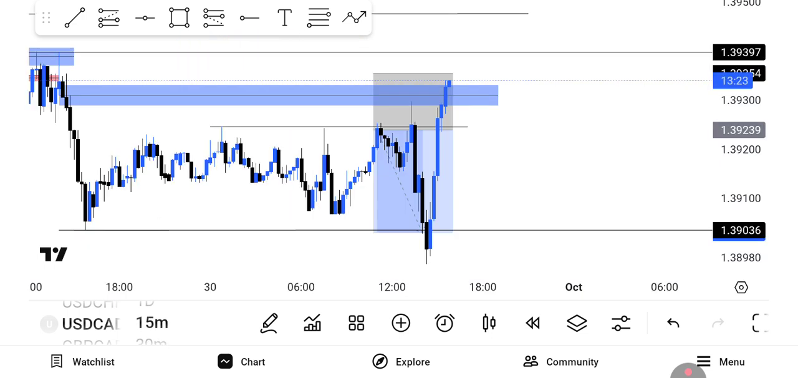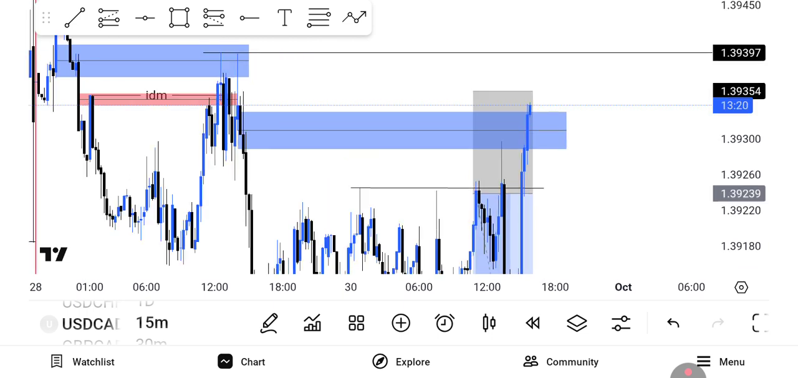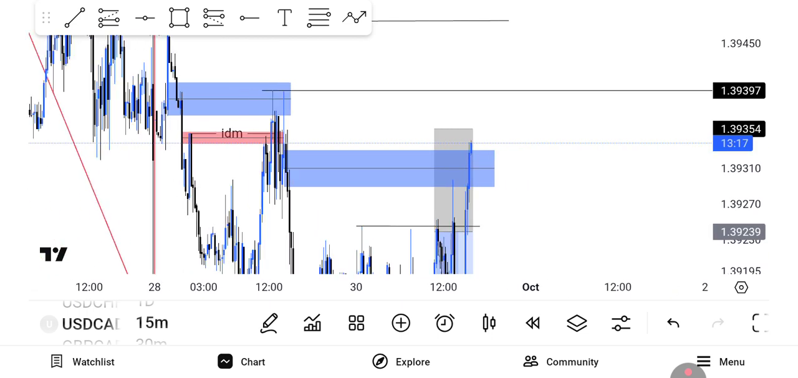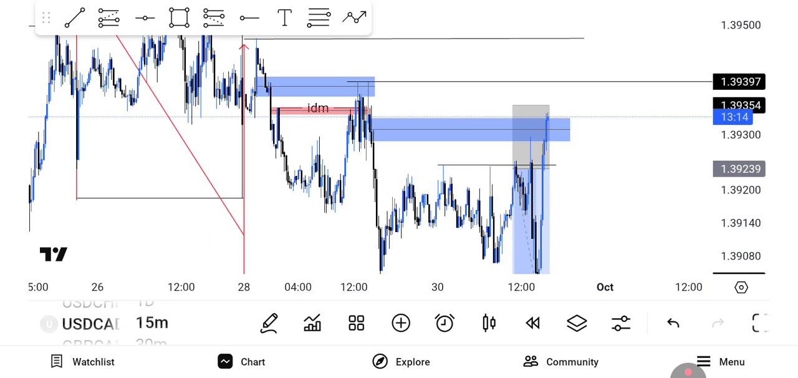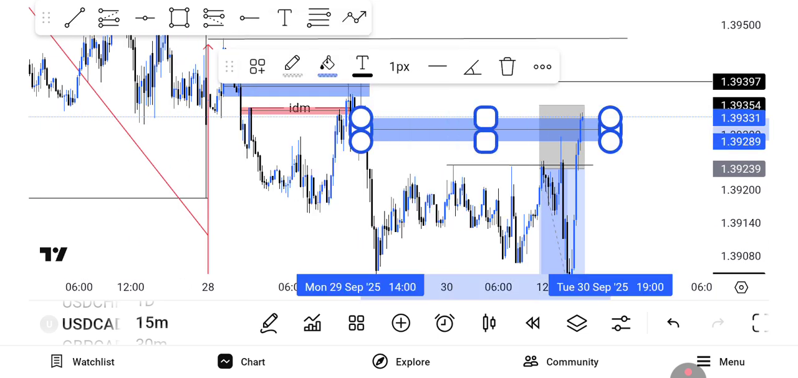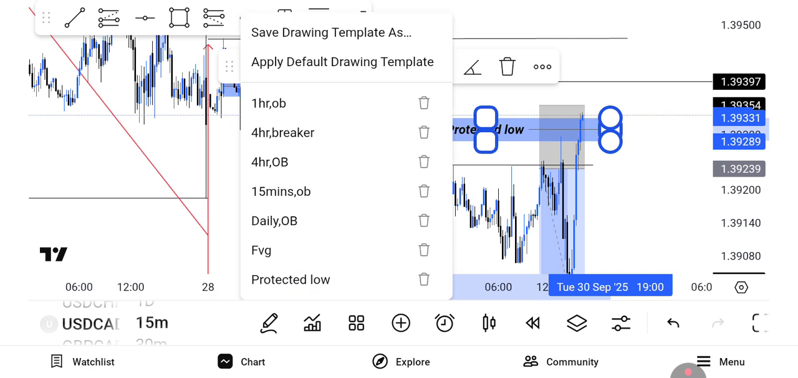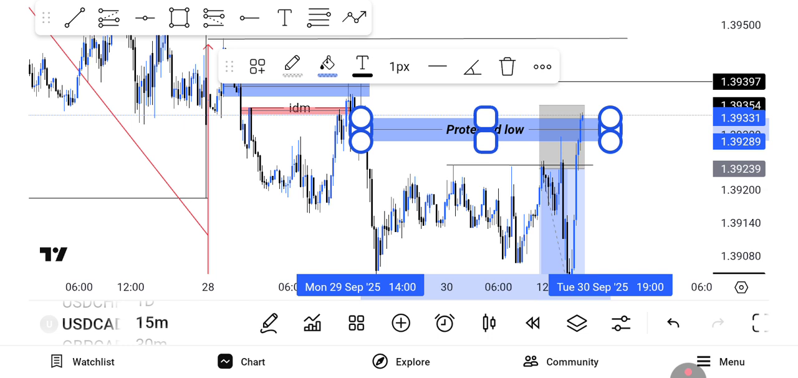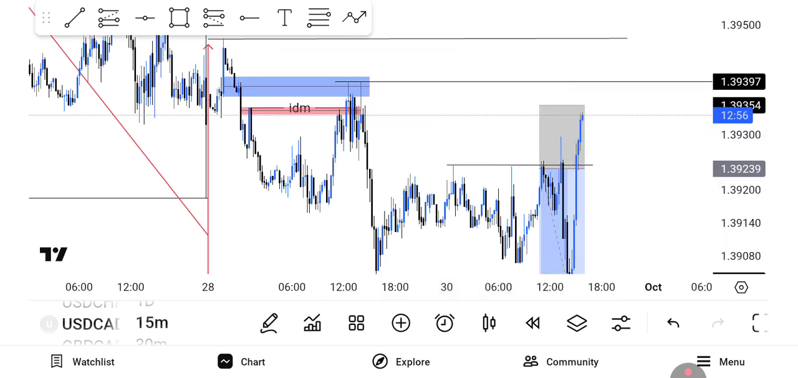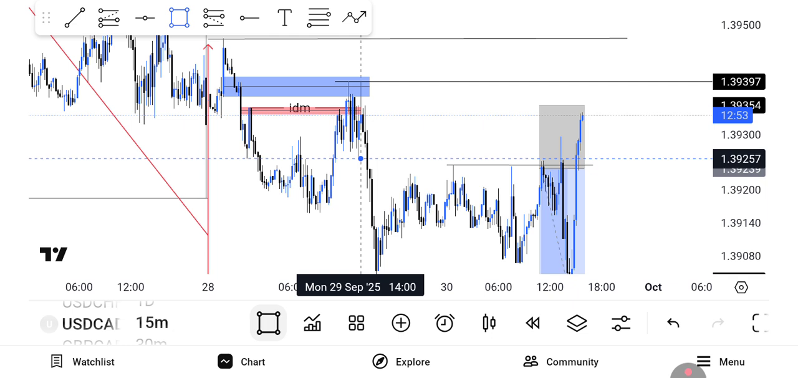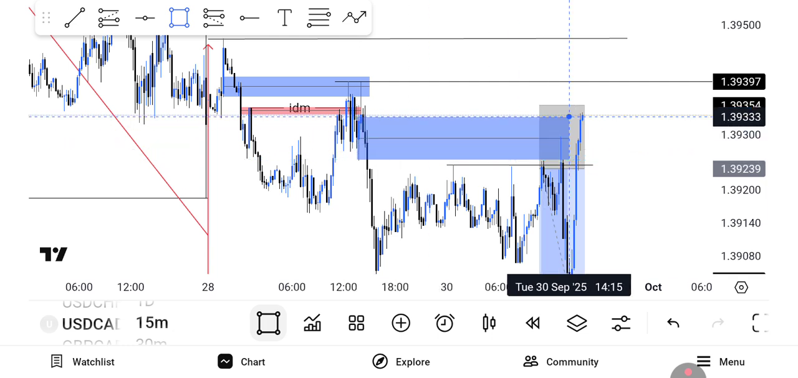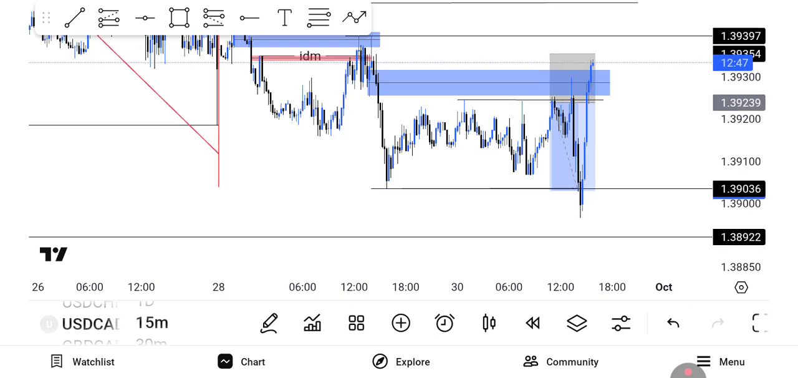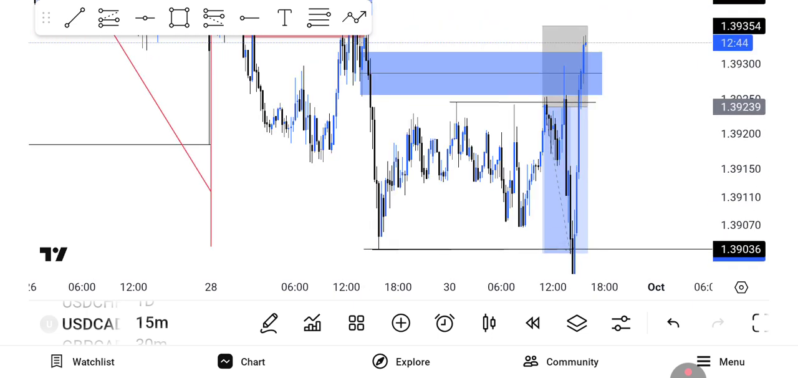So now we'll scale down to our 15 minutes, and our liquidity is our engineered liquidity, not inducement again. And our POI is what? Protected high. Sorry, our POI is protected. Our liquidity is our engineered liquidity. So that is why I took this trade from here. Then we smashed TP.